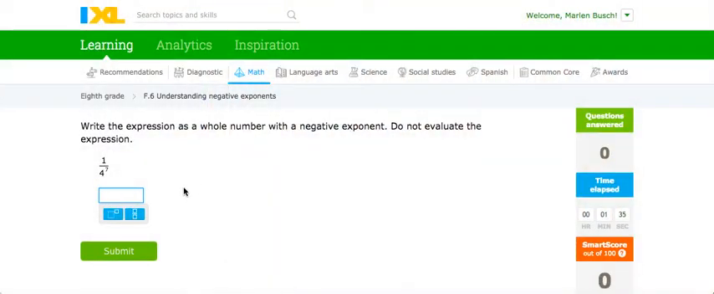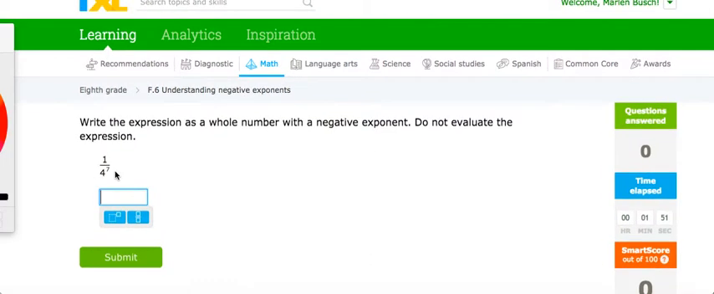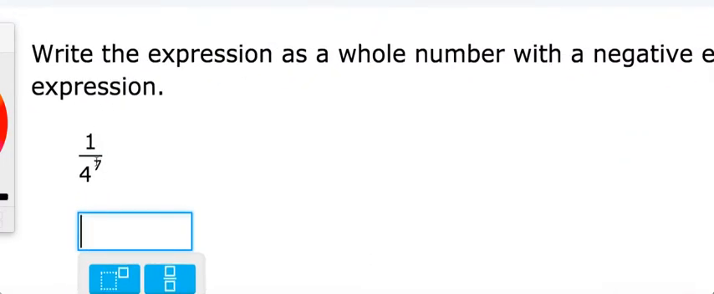Now be careful, let's see what they do here. All right, write the expression as a whole number with a negative exponent. Okay, so again, no fraction. They just want a numerator, and therefore you're going to have a negative exponent. Do you notice here that there is a fraction? We don't want fractions. We want to rewrite this equivalently. What's another way to write this, not as a denominator, no fraction? I want to get rid of this.